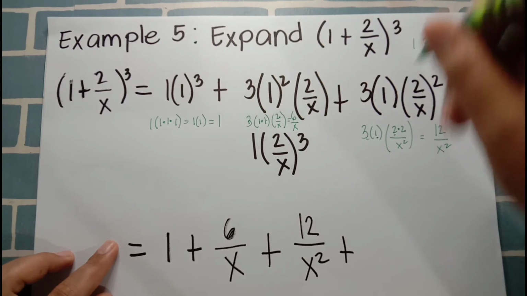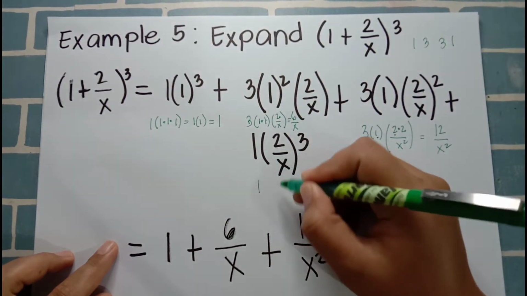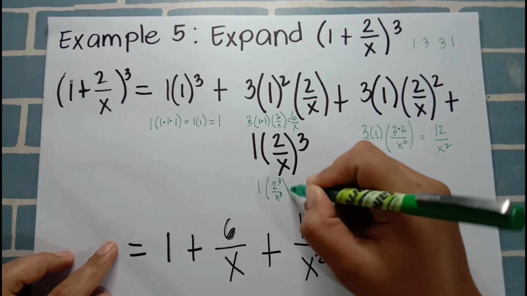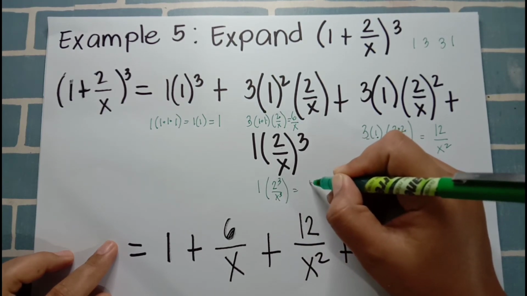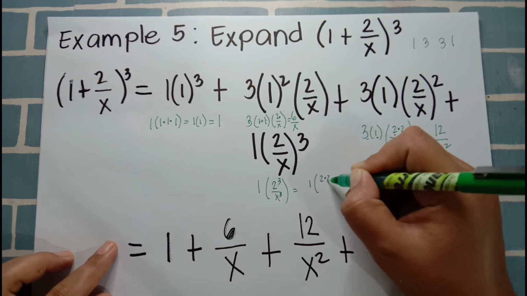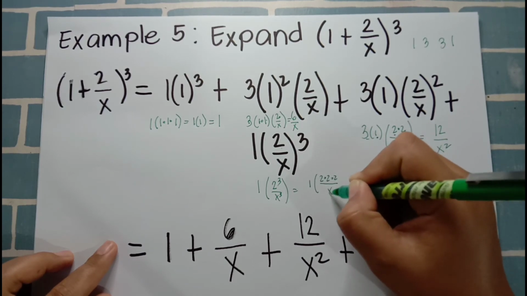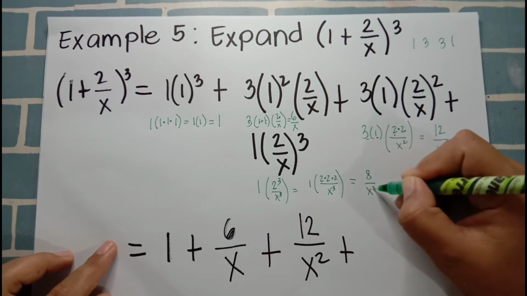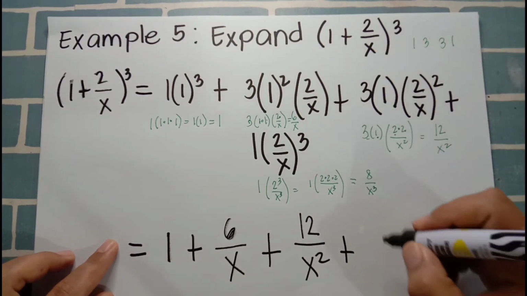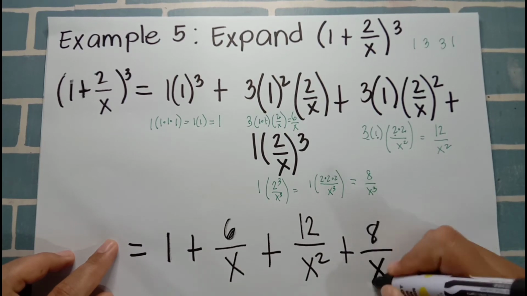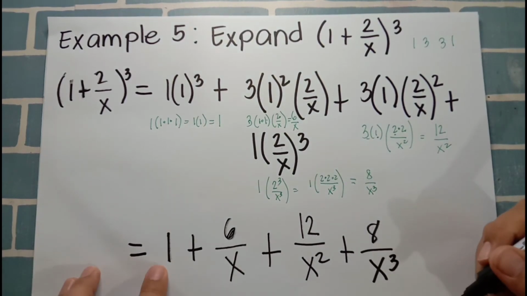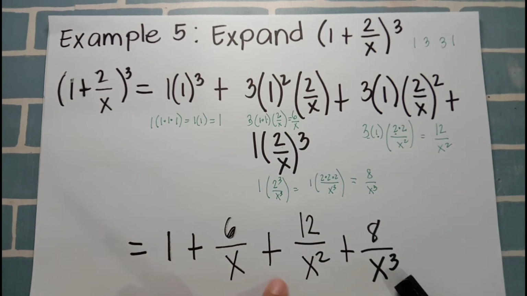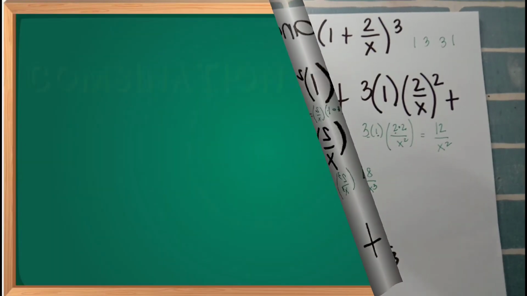Plus, for the last term, 1 times 2 cubed, meaning 2 times 2 times 2 over x cubed equals 8 over x cubed. Kung mapapansin nyo yung variables na x, yung mga exponent niya, pataas. So, 1 plus 6 over x plus 12 over x squared plus 8 over x cubed.